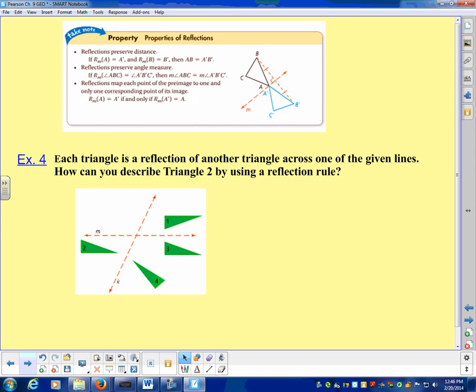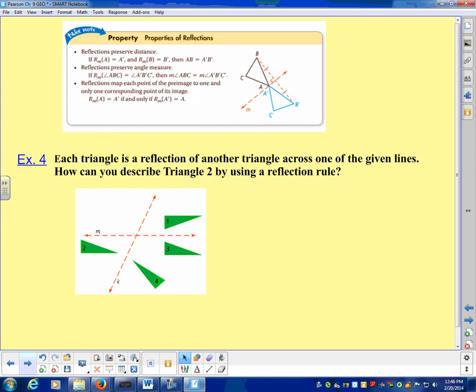Example 4 here. Here's a reflection. Actually, what I want you to do on this one says, each triangle is a reflection of another triangle across one of the given lines. Can you tell me which of the triangles 1, 3, or 4 has as its image 2 after it has been reflected over one of those two lines? Can you tell? 4. Looks like it's 4, yeah. And what is 4 being reflected over?